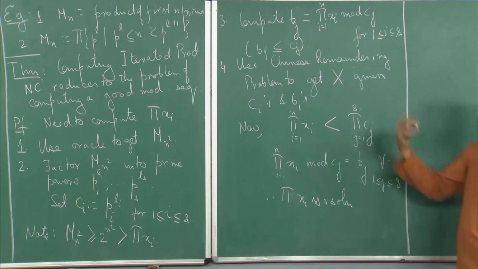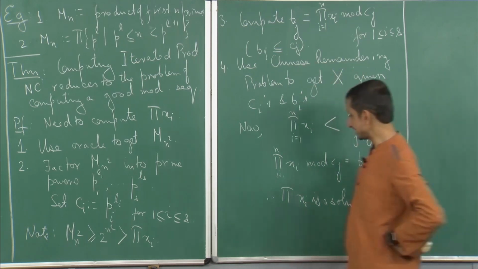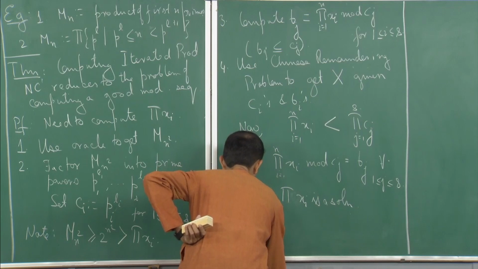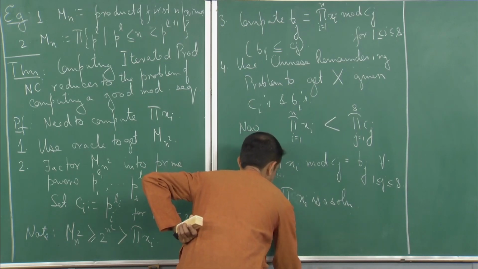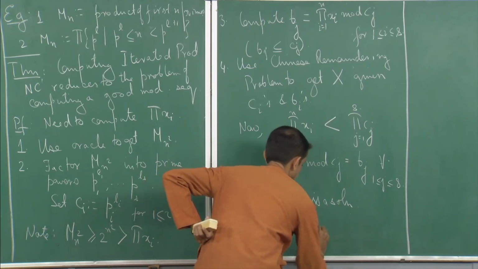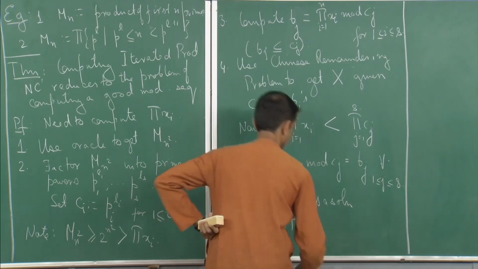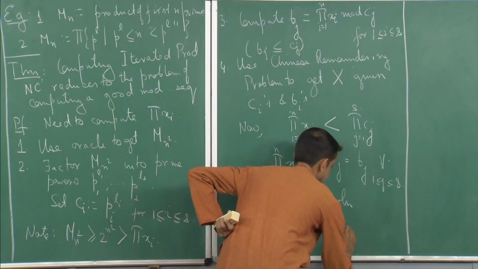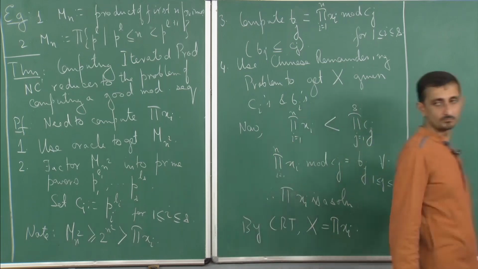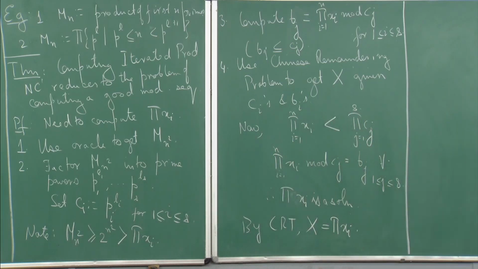So, the moment I apply Chinese remaindering and I get x, by the Chinese remaindering theorem, this capital X that the algorithm outputs is exactly equal to the product of xi, and we get our answer.